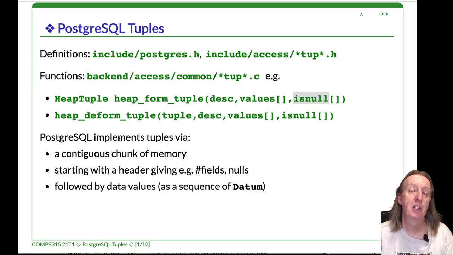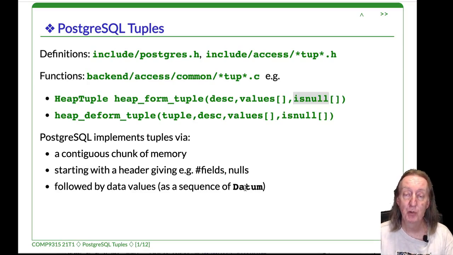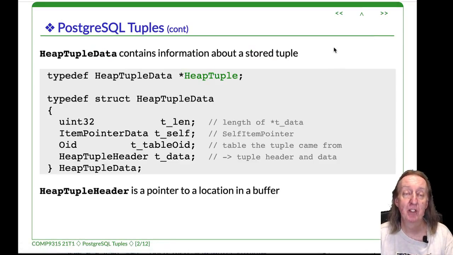All right, so what do Postgres tuples actually look like? They're a contiguous chunk of memory sitting in a buffer. So essentially a record. The record has some structure, of course, obviously it's got the different attribute values, but it's also got a header whose details we'll see in a couple of slides' time. So we've got the header and then some data values. And data values in Postgres are represented by things called datums, individual data items, I guess.